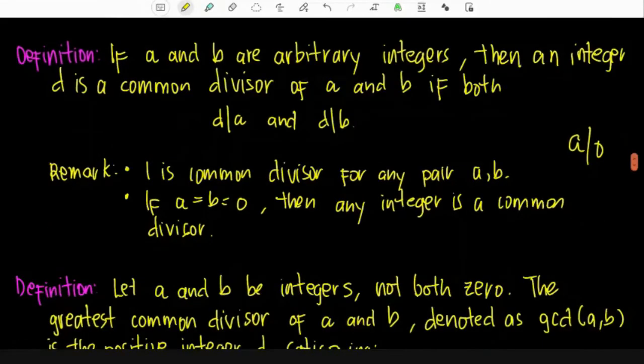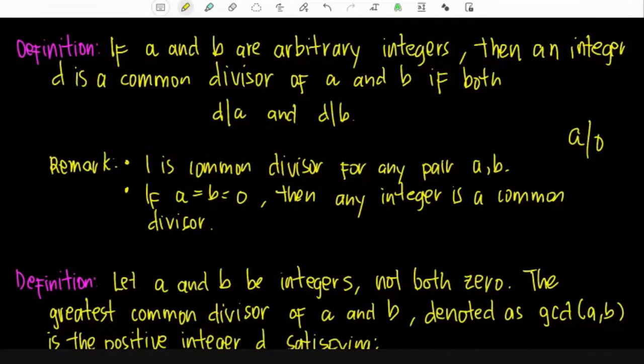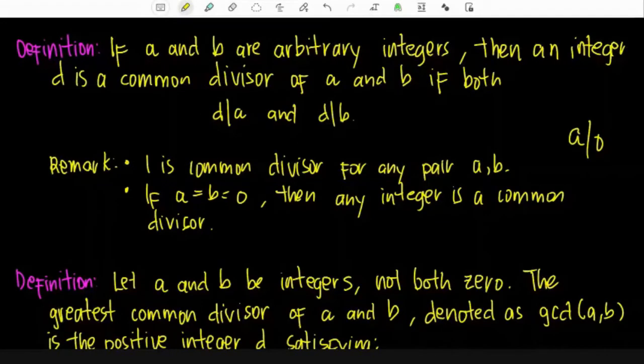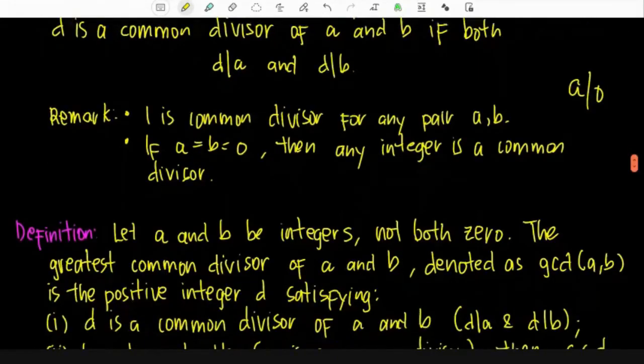So, from here on forward, whenever we say common divisor, we will now exclude the possibility that both A and B are 0. So, laging idadagdag natin na not both 0. Pwedeng yung isa sa kanila 0, pero not both. Okay? So, let A and B be integers, not both 0.